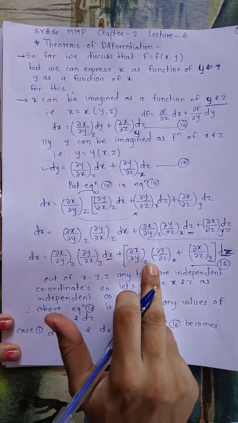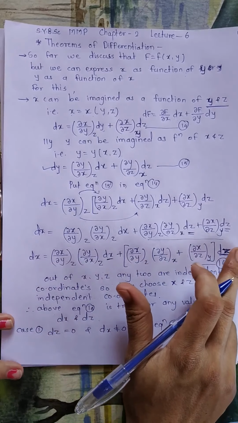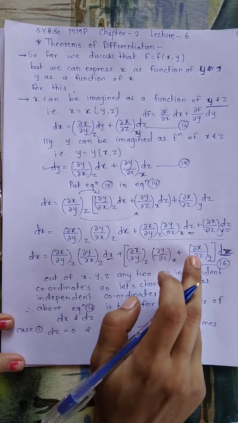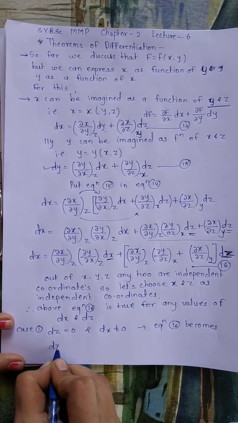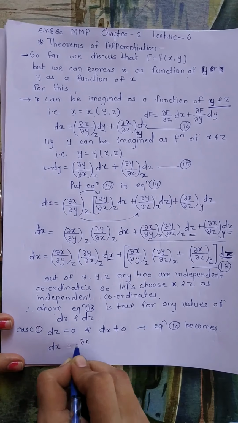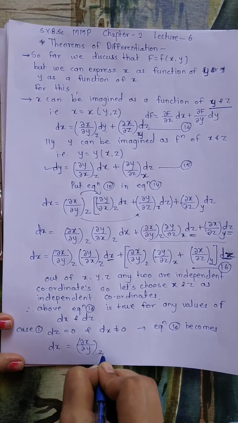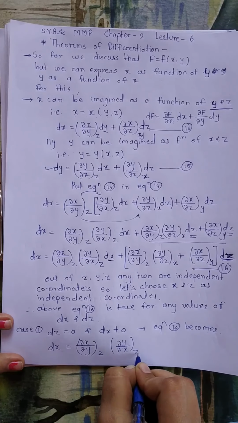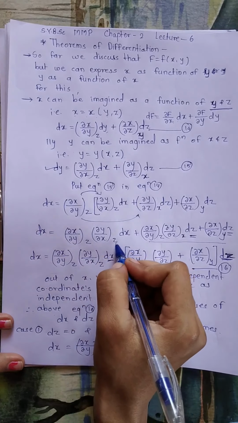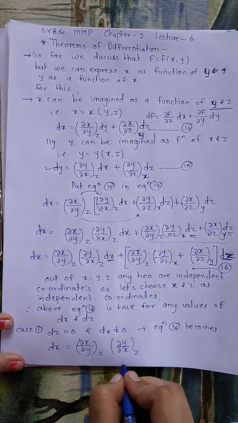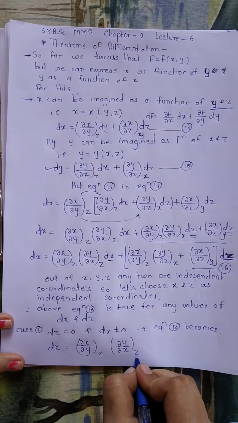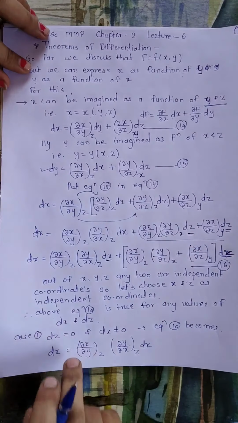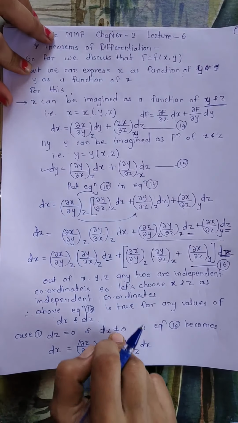In this equation we have to put dz as 0. So if we substitute dz as 0, only this term will remain and this term will vanish. So we will get dx equals to dou x upon dou y at constant z into dou y upon dou x at constant z, into dx. We have taken dz as 0 and dx not equal to 0.